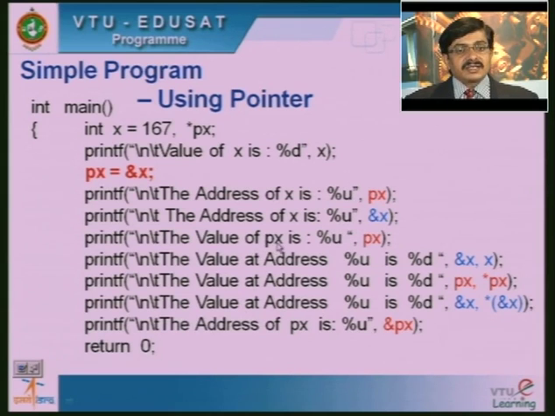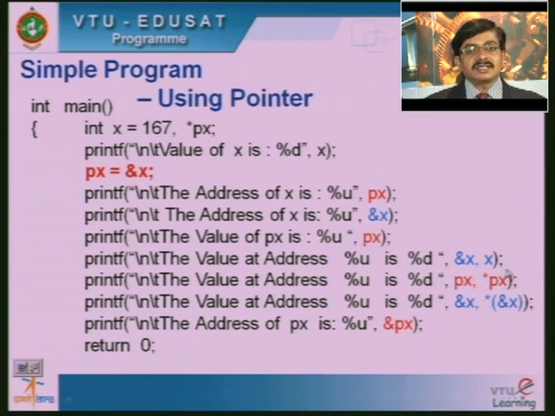Then the value of px is also the address of x. Then "value at address %u is %d" means the address of x and the x value. The value which is stored at the address of x, that is 167 only, gets printed over there. The other way of printing the same information is px and star px.